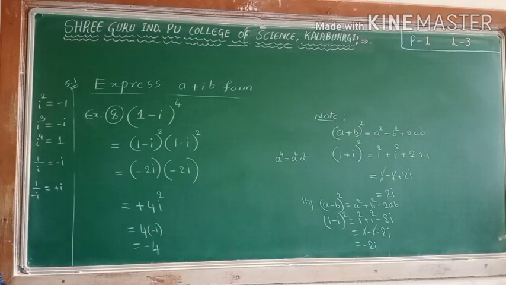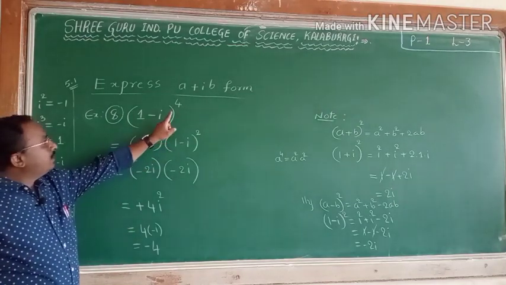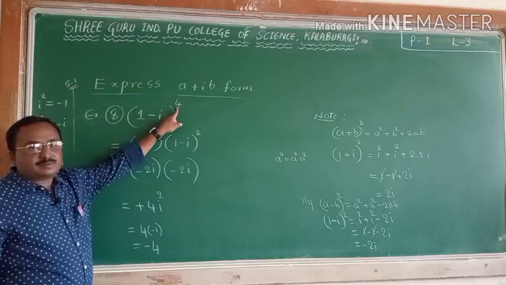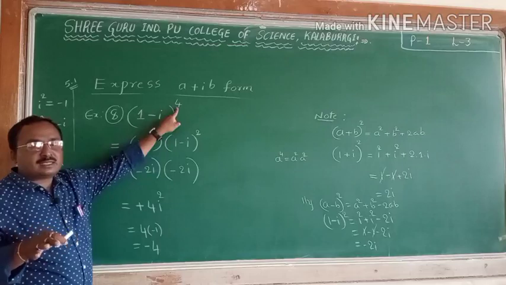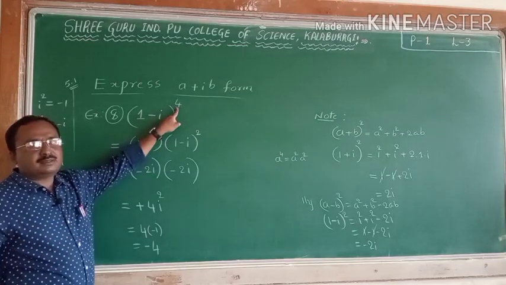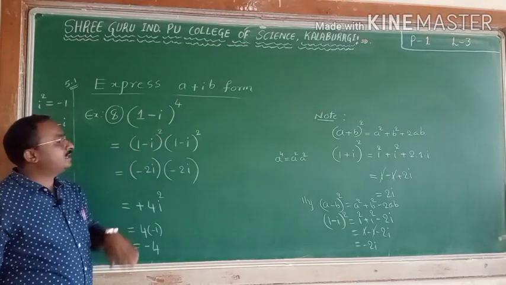Any doubt? Suppose in this place power 8 is there. 1 minus i whole square, 1 minus i whole square, 1 minus i whole square, 1 minus i whole square. Express in that form.